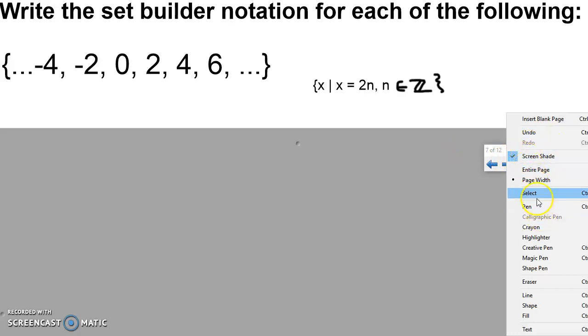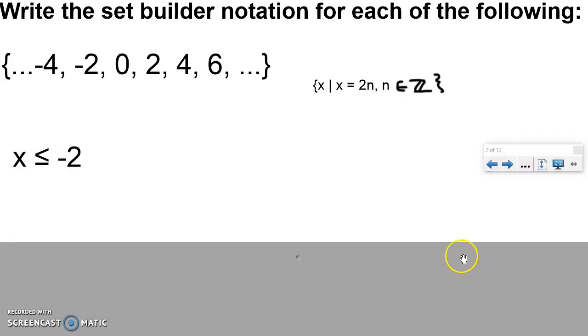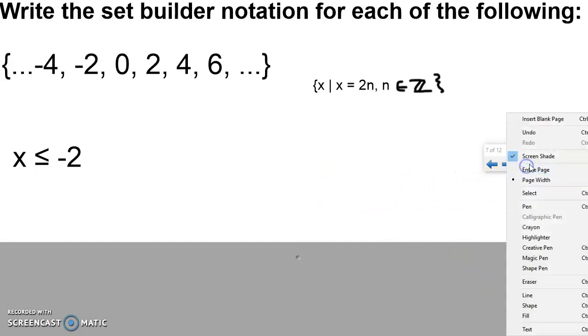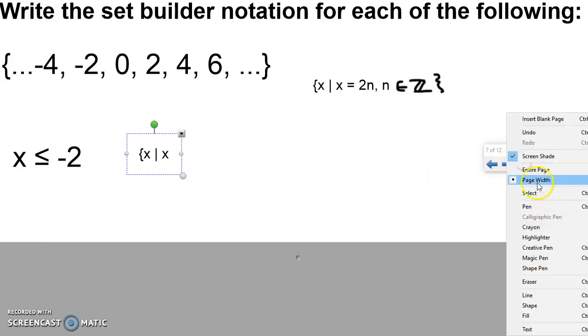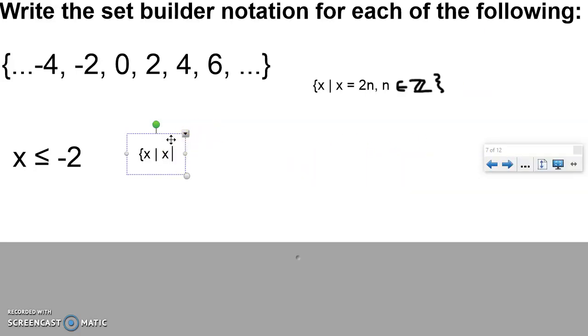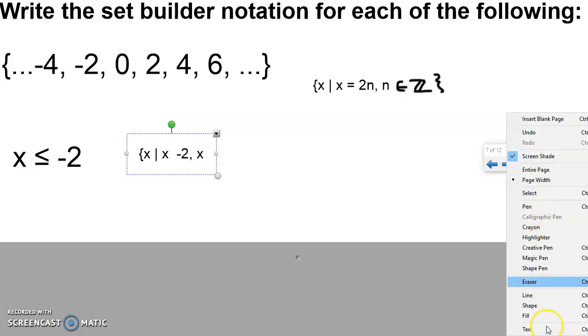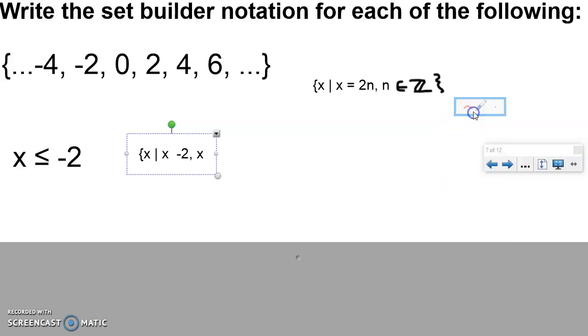Then let's see here. Next one, x is less than or equal to -2. So, all right, do my curly bracket. I'm talking about x. So x such that, this time I can just write the condition out, that x is less than or equal to, I'm going to fill that in. And then x, so I'm talking about any value that is less than or equal to -2.